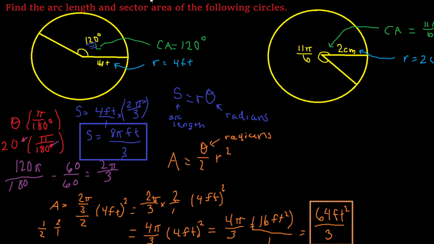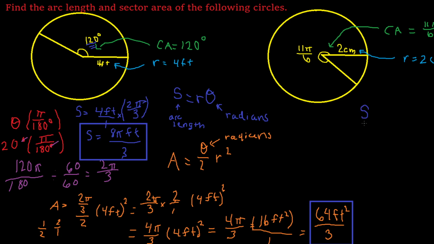Not too bad, right? Well, the next one's going to be even easier. Why? Well, we already have radians. The hardest thing is converting the degrees into radians. Once you do that, everything is simple. Everything that we're doing is just going to be plugging into a formula. So, the sector area of circle number 2.